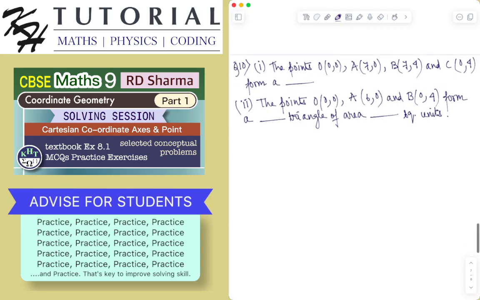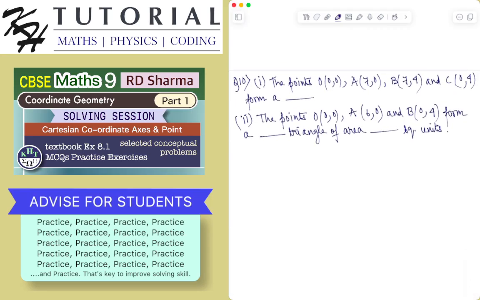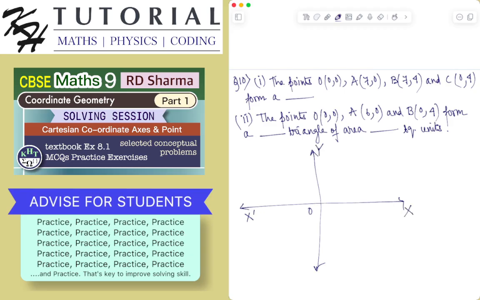Let's see the next problem, the last problem, question number 10. The points O 0, 0, A 7, 0, B 7, 4 and C 0, 4 form a, okay, what kind of figure are these 4 points making? So we have to roughly plot the points and see what figure they are making. So we have x dash O x, y O y dash, the coordinate axes. Let's plot the points. O is the origin having coordinates 0, 0.